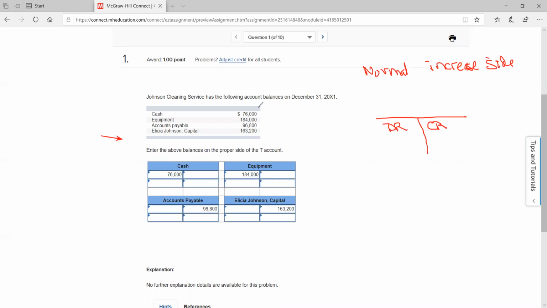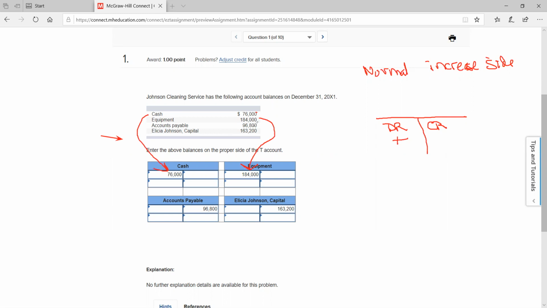For example, when you look at cash, it has a balance of $76,000. Cash is an asset, and assets increase on the debit side. So notice how they enter that cash balance on the debit side of the T account. Same thing with equipment. Equipment is also an asset, so they enter that on the debit side of the T account.